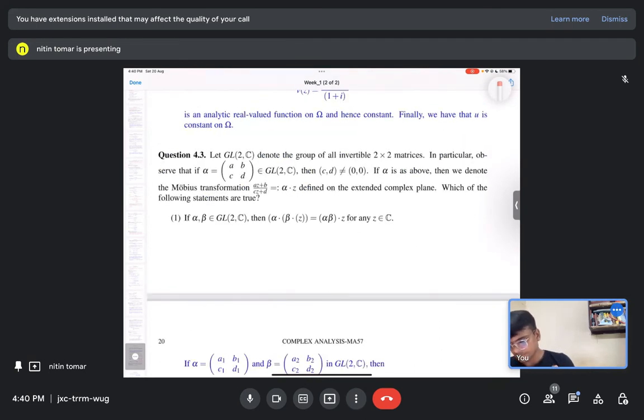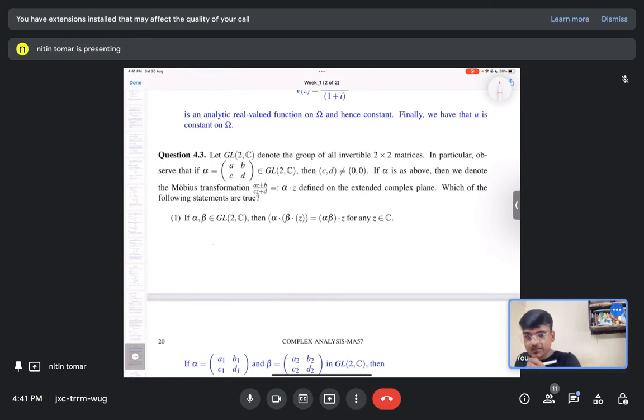So this next question is all about calculations. So you know what GL2C is? It is the group of invertible 2 cross 2 matrices whose entries are from the complex plane. Now, it says take any alpha with entries A, B, C, D from GL2C, where C comma D cannot be 0, 0. If both of them are 0, then the determinant will become 0 and alpha will not be an invertible matrix. So both of them cannot be 0.